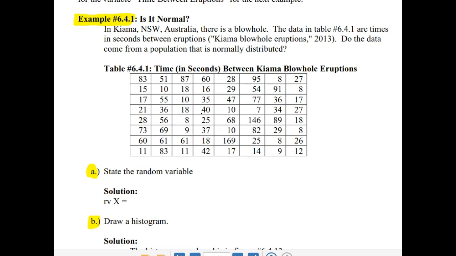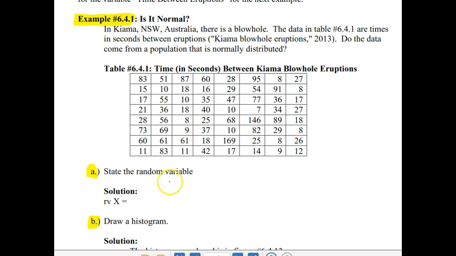And again, when we're talking normal in statistics, we're not talking normal versus abnormal. We're talking about a very specific shape distribution, normal distribution. All right, so in Australia, there is a blowhole, and the data in table 6.4.1 are the times in seconds between eruptions. So do the data come from a population that is normally distributed?